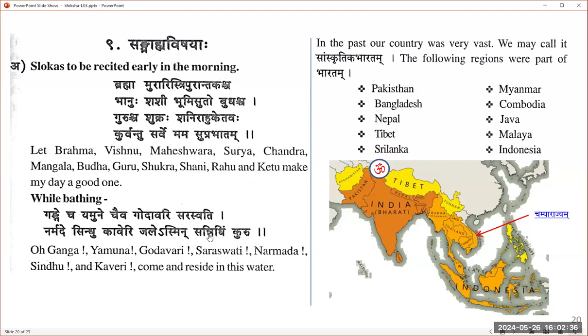Sannidhim Kuru. Actually, you come and reside in this water. Yes, when we do snana, correct. So that's basically we are hoping that every mug of water that we use actually has all this punya of all these matas joining in to help us to make us pavana, pavitra. That kind of feeling. Gange cha Yamune chaiva Godavari Saraswati Narmade Sindhu Kaveri Jalesmin Sannidhim Kuru. See how by eliding that akara you fit the akshara matra there, right?